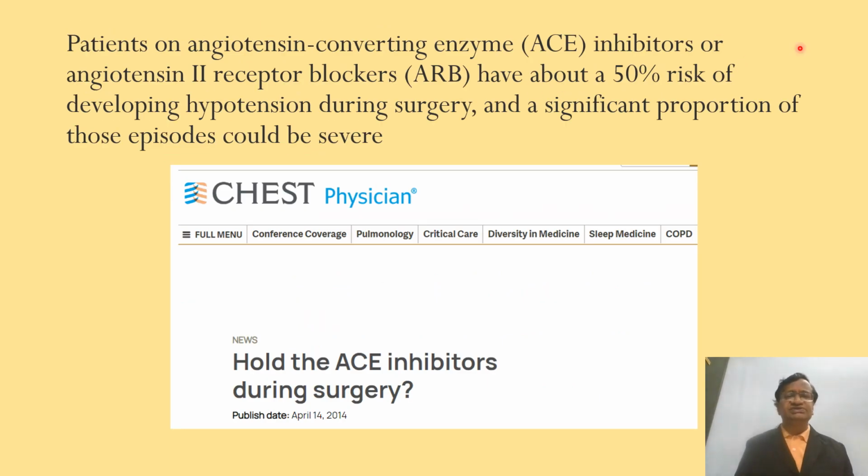Patients on ACE inhibitors have about 50% risk of hypotension. A significant proportion of these episodes are severe. Again, another article. There are a lot of articles. This is 2014, and 21, 22 articles are also there. So a significant proportion. One thing is the incidence of hypotension is more. The second thing is the severity of hypotension is more if we give enalapril or telmisartan.